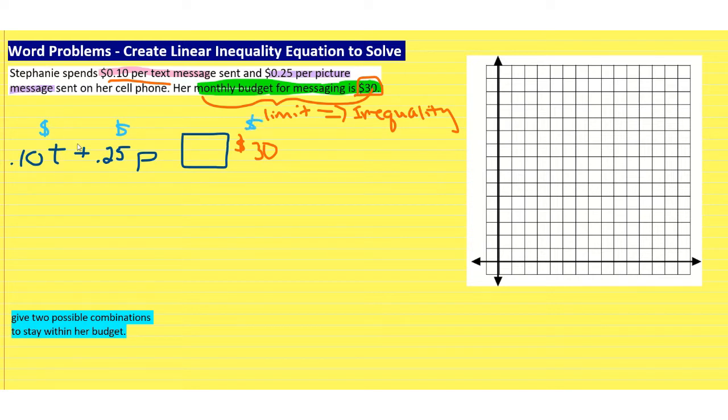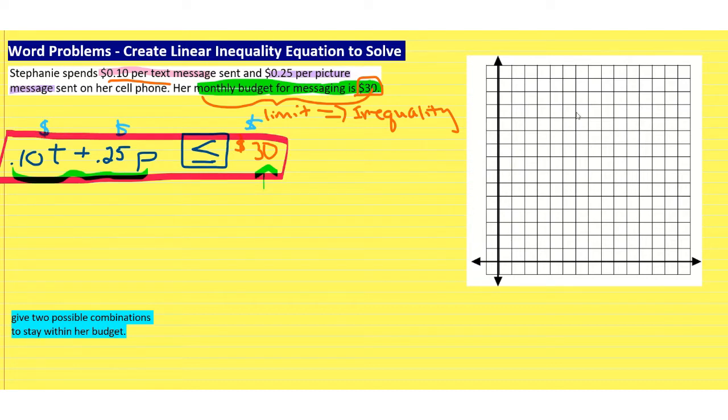Okay, so do we want all of the cost of our text messages and picture messages to be more than our budget of 30 or less than our budget of 30? Well, it could be equal to it. We've got $30 to spend, so we can spend equal to $30, but we want all of our text messages and our picture messages to come in less than our budget, but not go over our budget. So right there is a good inequality that we can use to graph in order to figure out what the solution is to our question. How can we stay under the budget? That's the question. How can we stay under our $30 budget?